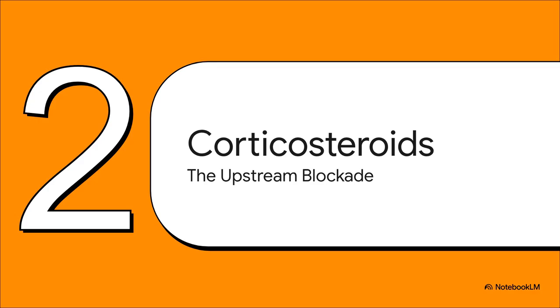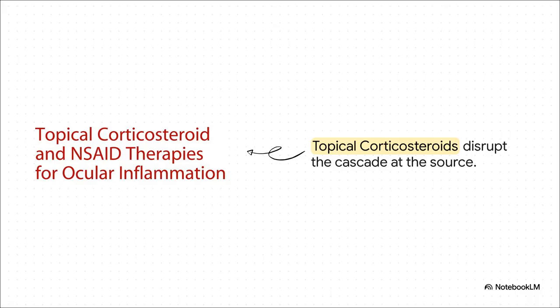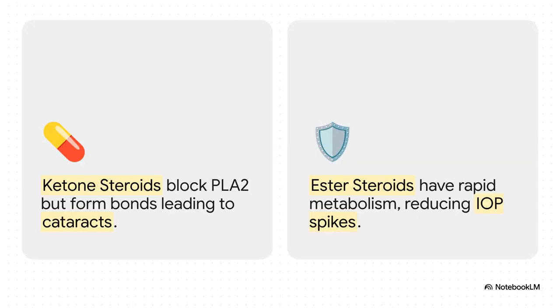Section 2. Corticosteroids, the upstream blockade. If the arachidonic acid cascade is a raging river of inflammation, I want you to think of corticosteroids as a massive upstream dam. The exact mechanism of action for all corticosteroids is the direct inhibition of phospholipase A2. By blocking this very first enzyme, you prevent the release of arachidonic acid entirely. It's a total upstream blockade, effectively shutting down both the COX prostaglandin pathway and the LOX leukotriene pathway right at their shared source.